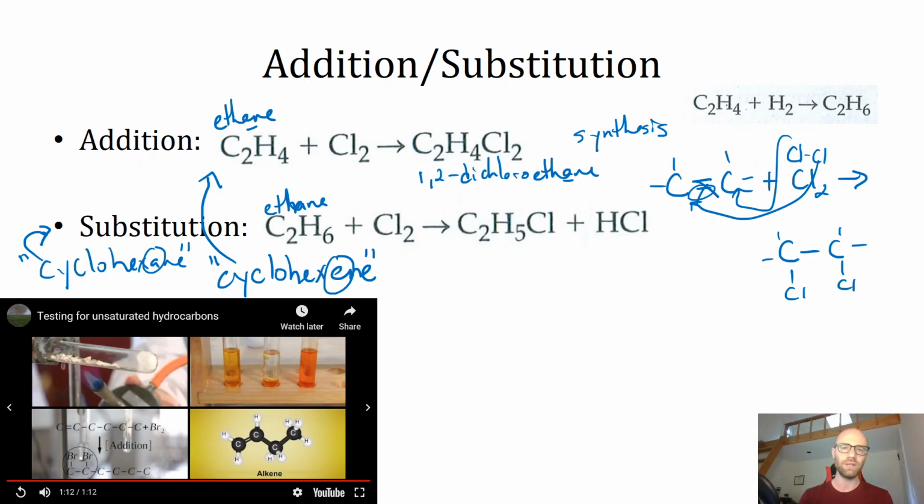An alkene would become an alkane, an alkyne would become an alkene, would become an alkane. And so this is a way of saturating your hydrocarbons. In fact, there are ways to add hydrogen to an unsaturated hydrocarbon to make a saturated hydrocarbon. This process would be called hydrogenation.